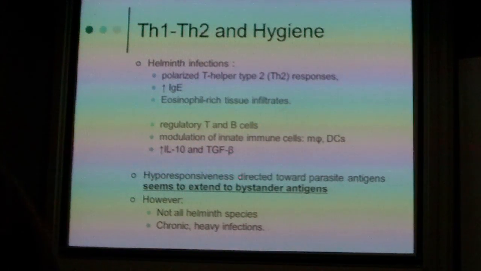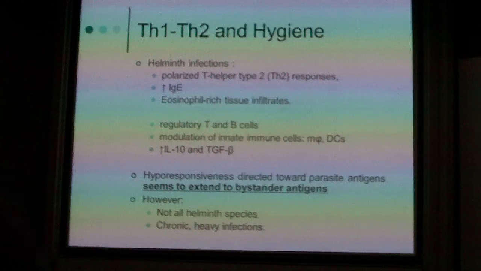So hyper-responsiveness directed towards parasite antigens seems to extend to bystander antigens, which means that if you are creative in, let's say, inducing a tolerant reaction to parasite antigens, and this is just experimentally, we don't know for sure what it means, but if a person is basically hyper-responsive for a parasite antigen, it may be that that hyper-responsiveness is also used for bystander antigens, an allergic antigen.